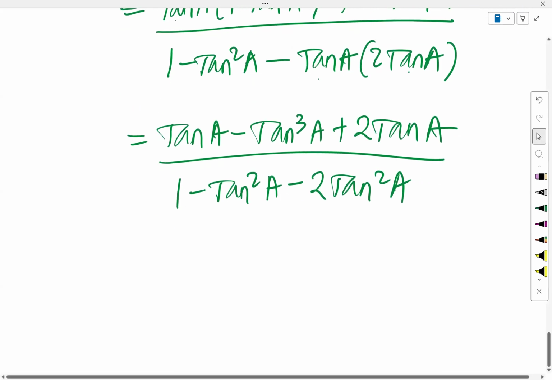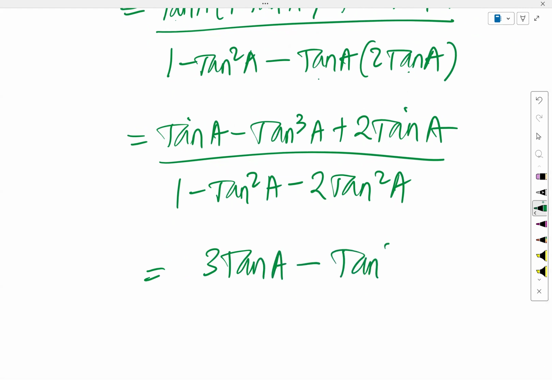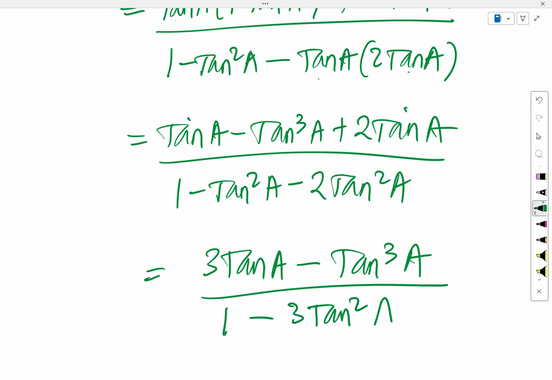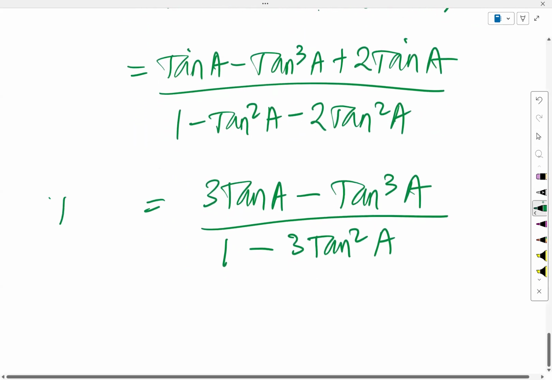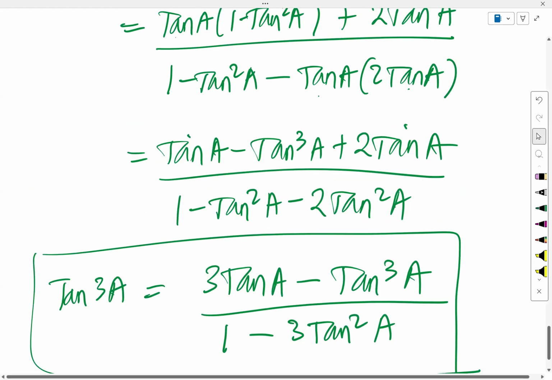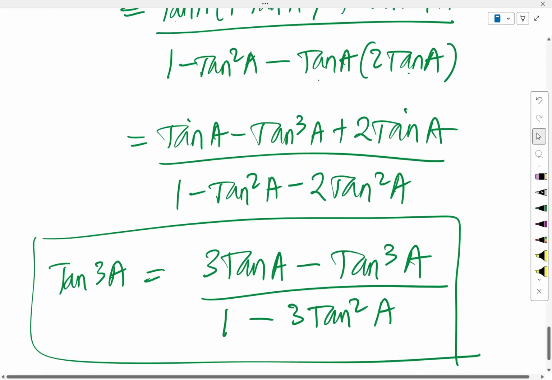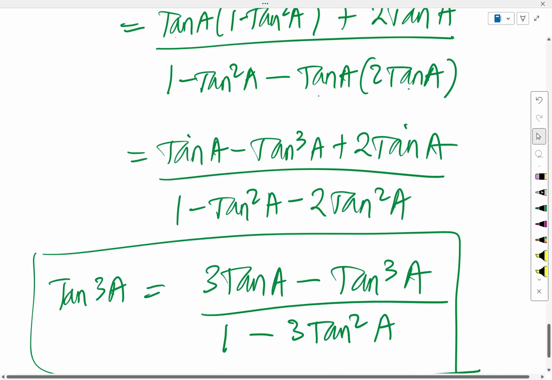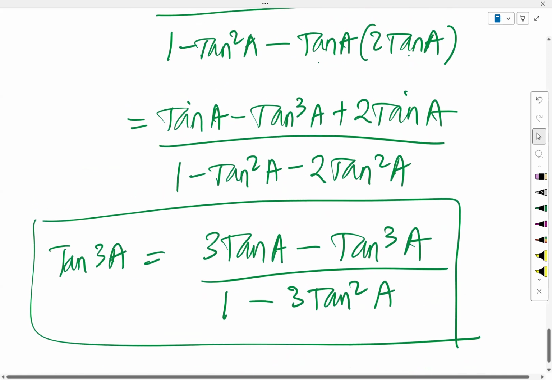And then this and this can go together. So you have 3 tan A minus tan cubed A all over 1 minus 3 tan squared A. And that is the end of that long episode. So it means that tan 3A is this long expression. Well, it's tidier, right? Because everything is all about A, except that it is now triple. So that is tan 3A for you.